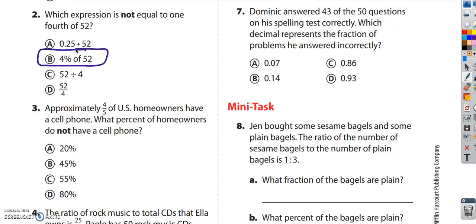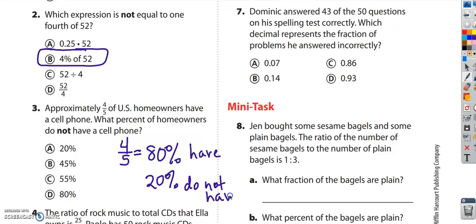Question 3 reads, approximately 4/5 of U.S. homeowners have a cell phone. What percent of homeowners do not have a cell phone? So I'm going to go ahead and think about this as a benchmark. 4/5 is equal to 80%. I want you to be really careful not to mark letter D here, because if you read carefully, it says 4/5 of the homeowners have a cell phone. So this is have. Well, if 4/5 have a cell phone, what percent do not have a cell phone? That would be 20%.